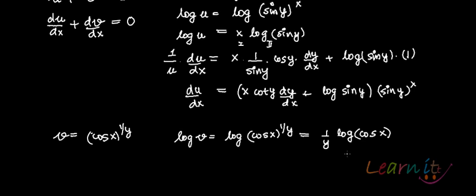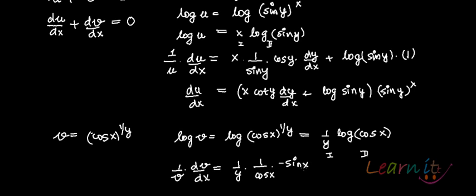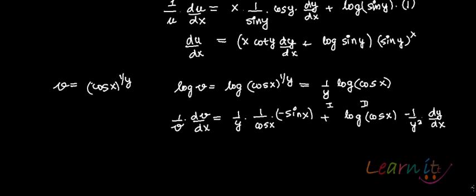Okay, so this is first function, this is the second function, and you will have 1 by v dv by dx is equal to first function as it is, into derivative of second function is 1 upon cos x, into derivative of cos x is minus sin x, plus second function as it is, into derivative of first function is minus 1 upon y square, and derivative of y is dy by dx.